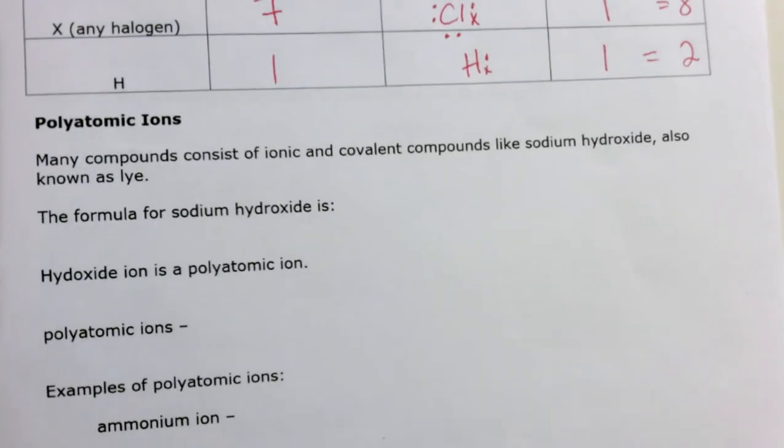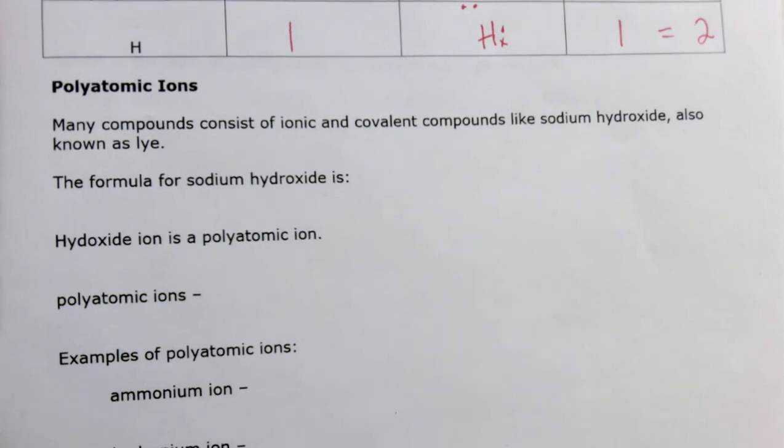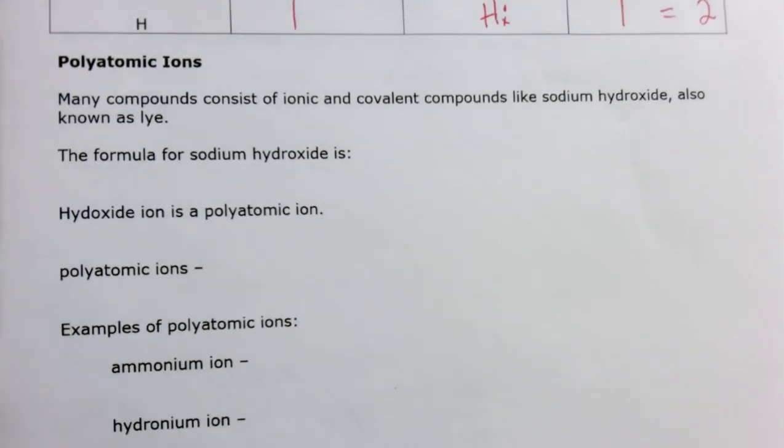We're going to talk about polyatomic ions now. And polyatomic, if you think about poly means many, and atomic means atom, so many atom ions. So there are compounds that consist of ionic and covalent compounds like sodium hydroxide, which is also known as lye.